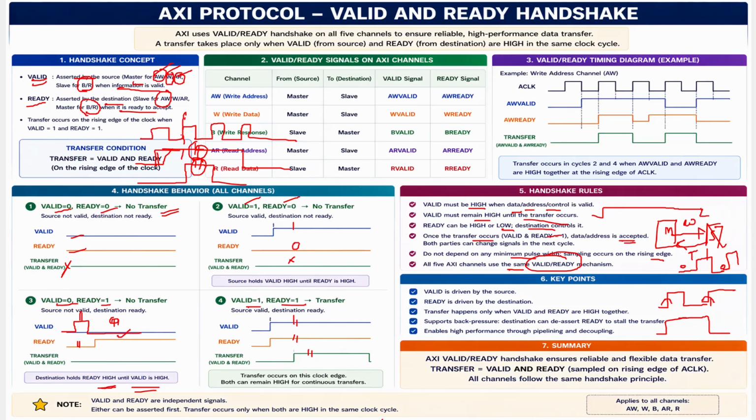So that's what the AXI valid and ready handshake ensures: reliable and flexible data transfer. When valid and ready are high, the transfer is sampled on every rising edge of the ACLK. The clock we are using is the AXI clock, represented as ACLK. Based on this clock signal, I am getting the ready signal high. At every edge of the clock we are transferring the data, which means sampling will be happening.